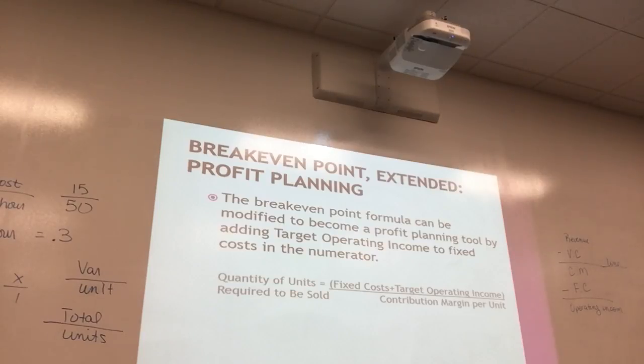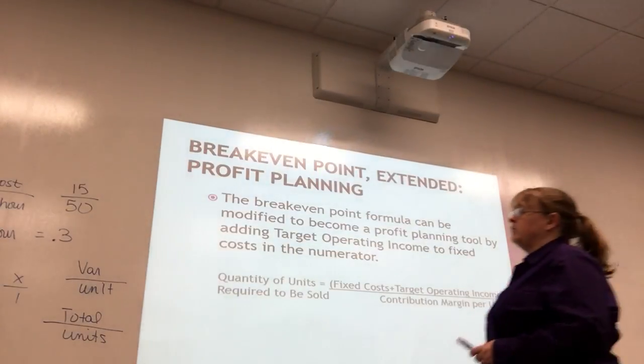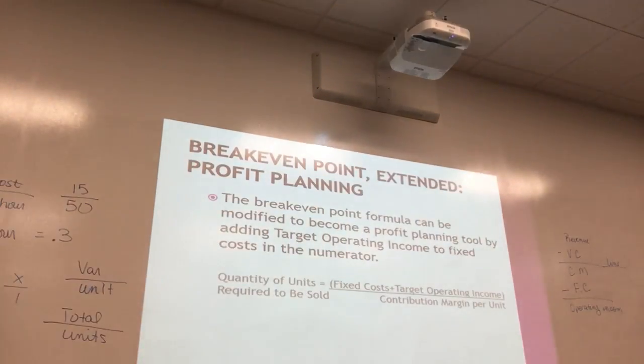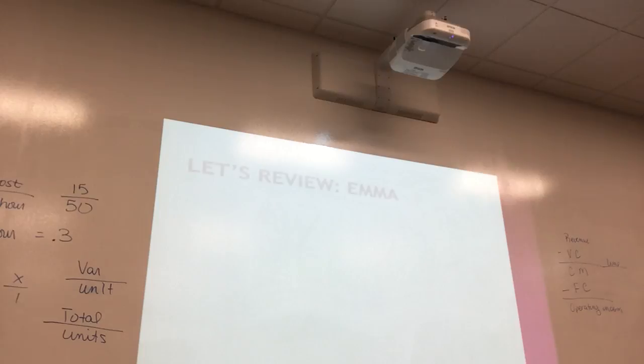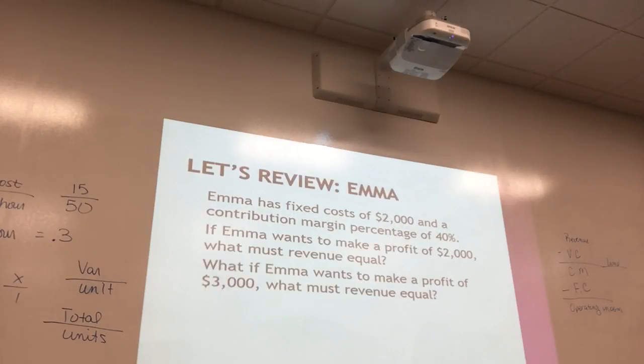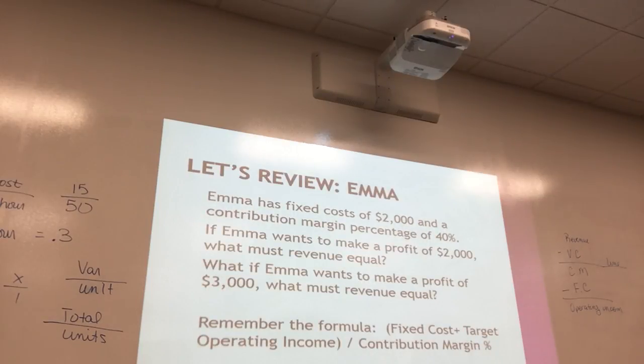Okay, so let's look at an example here. I think that will help you understand this a little bit better. Emma has a fixed cost of $2,000 and a contribution margin of 40%. Emma wants to make a profit of $2,000. What must her revenue equal? And what if she wants to make a profit of $3,000?